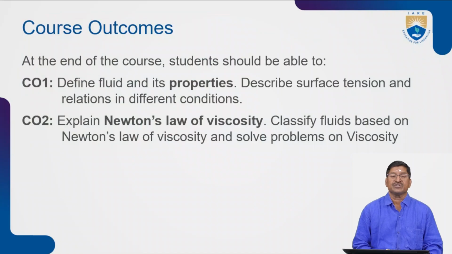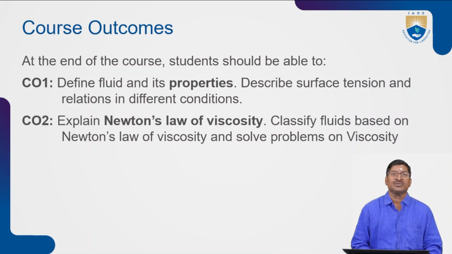The course outcomes. That means after completion of the course, what the students can know and can solve. Course outcome 1 is that students will be able to define the fluids. So what is the fluid, what are their properties, and what is the surface tension, all these things will come under course outcome 1.